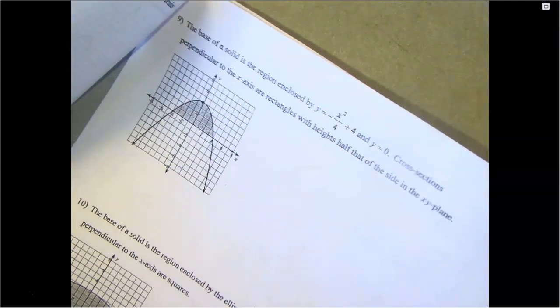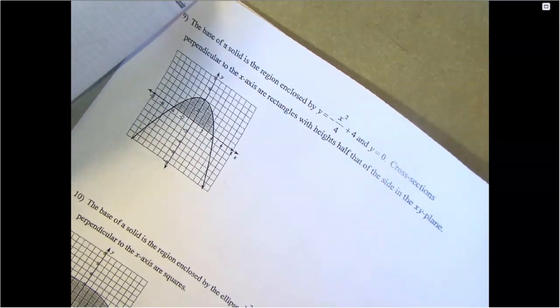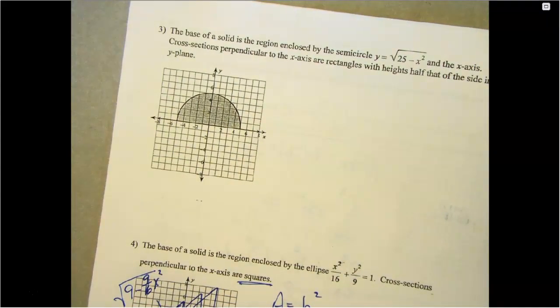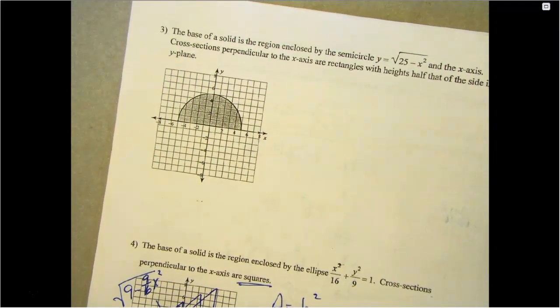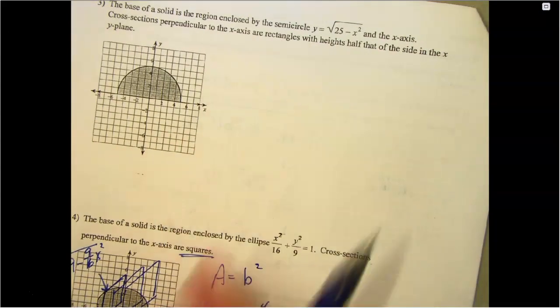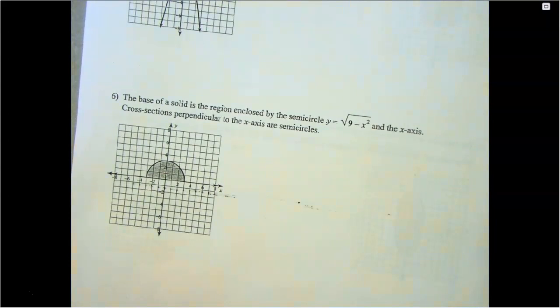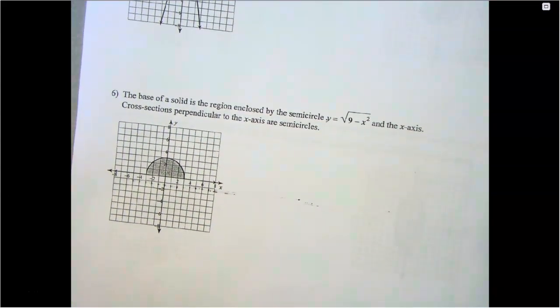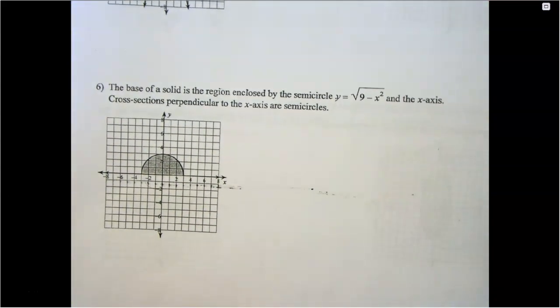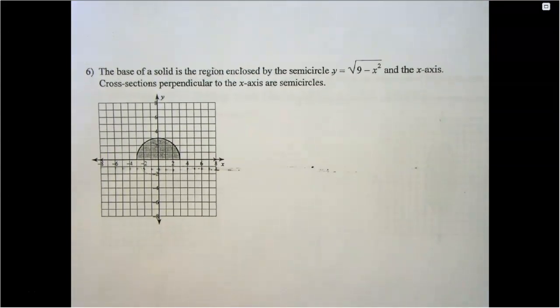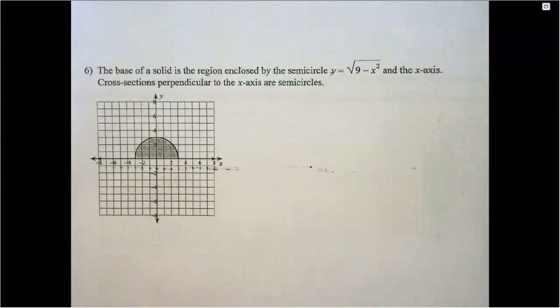Let's do one more. I want to do a semicircle. I want the cross sections to be semicircles. Let's try number 6.